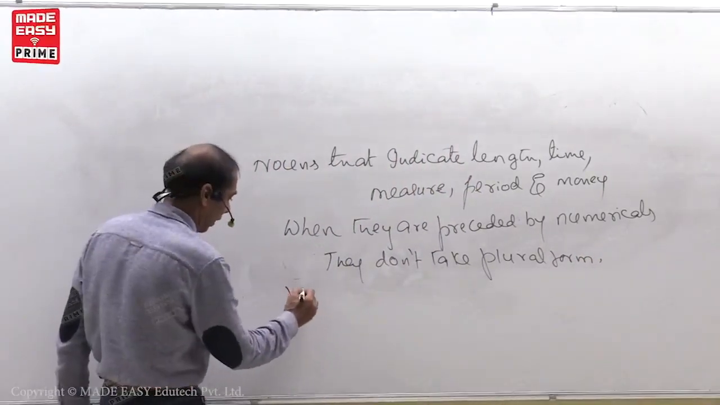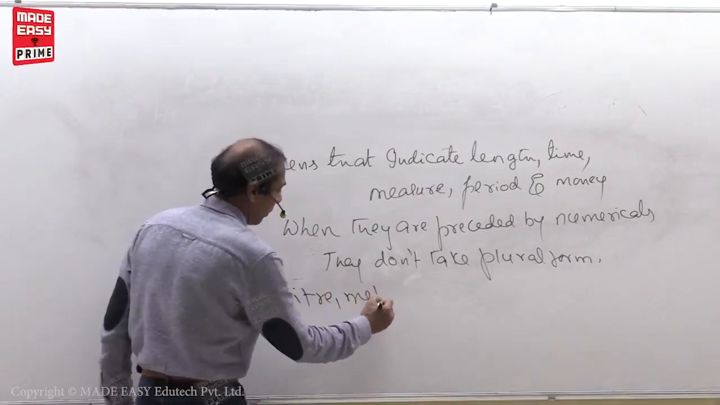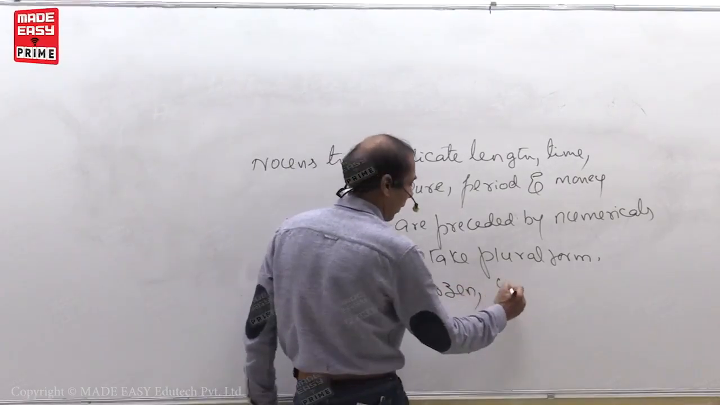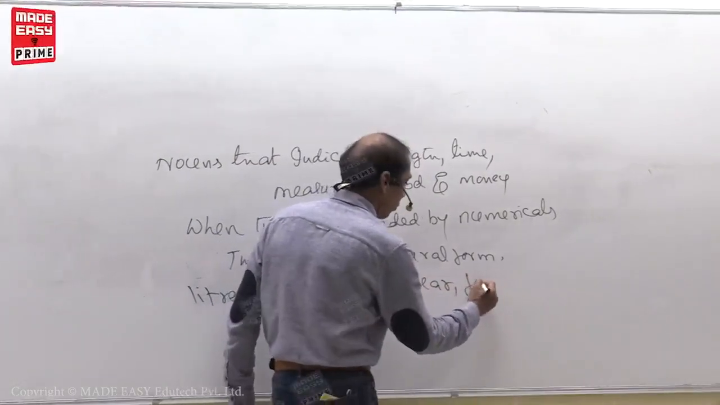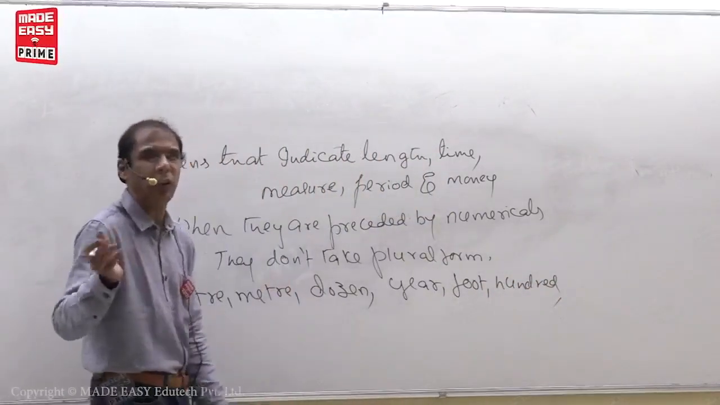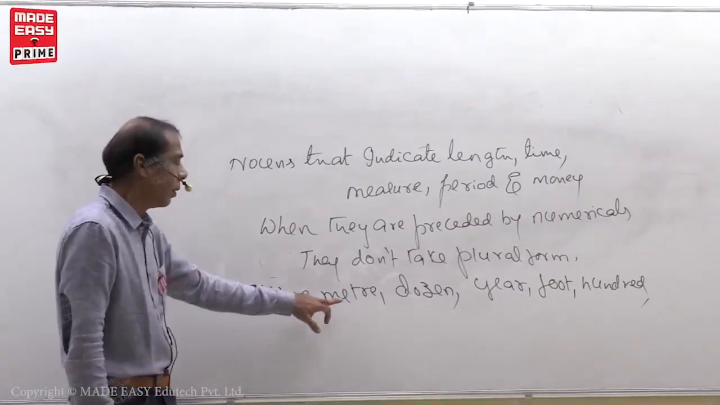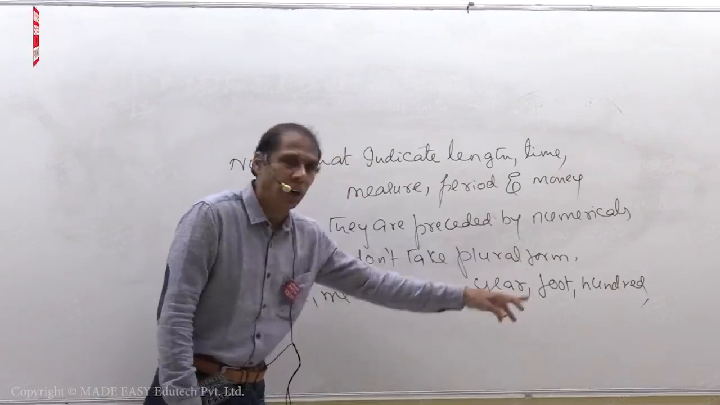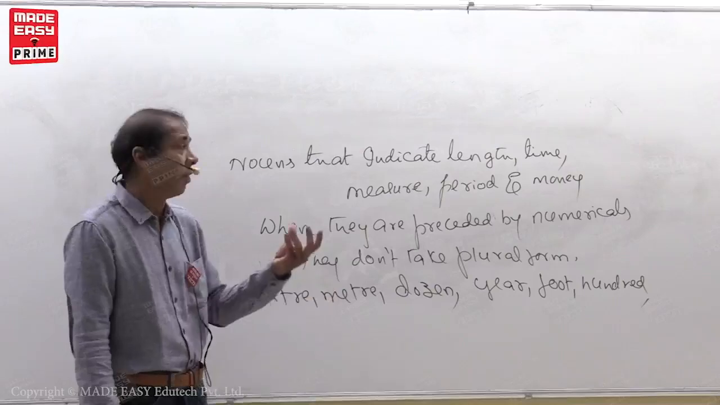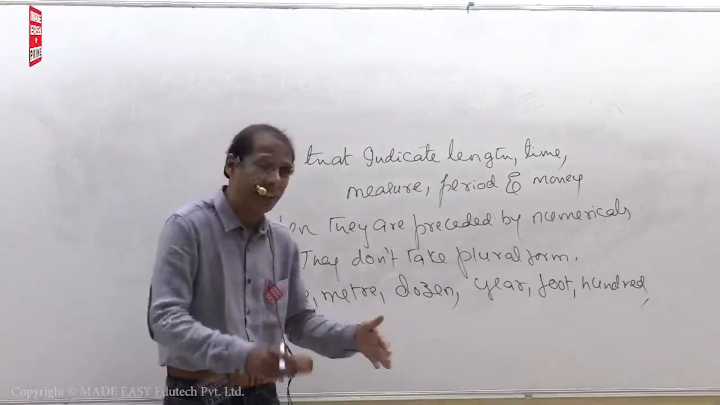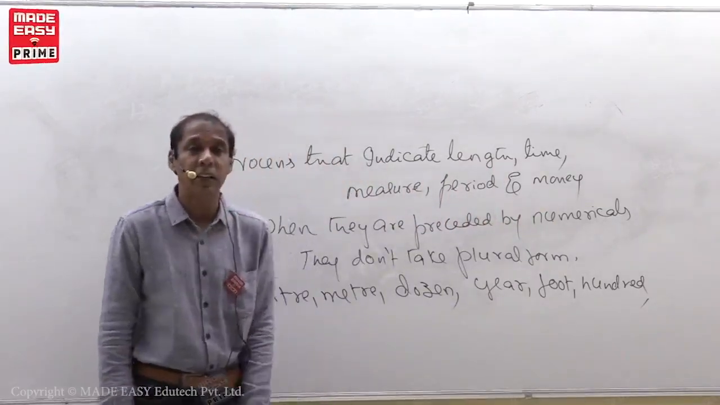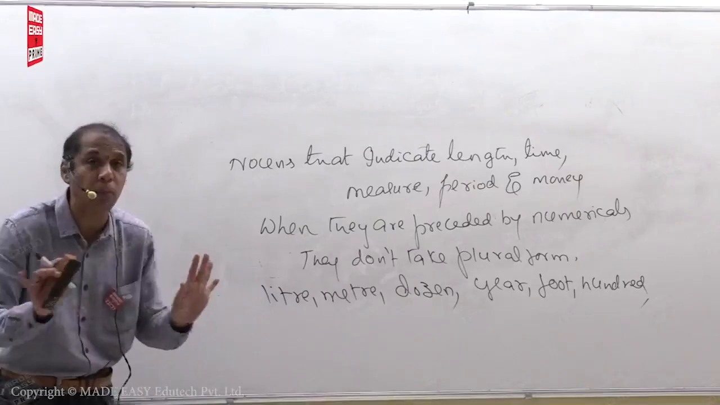First, take the nouns list here. Liter, meter, dozen, year, foot, 100. Let us take 100. What is this? I'll explain. 100 means 1000, 1 lakh, 1 crore, everything will come. These nouns, when they are preceded by numericals, and we are using these words in the context of length, time, measure, period, and money, in these situations, these words do not take plural form.